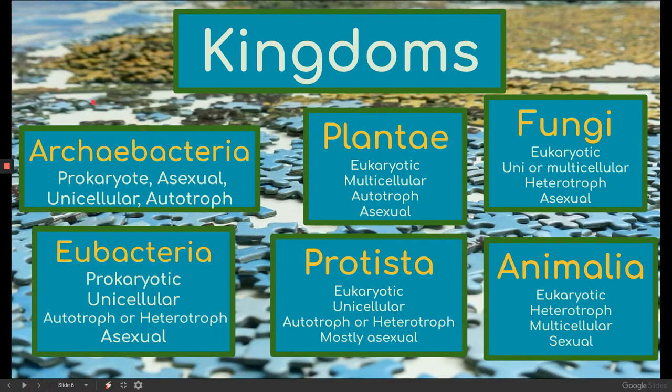Now, as with our domains, we look at how the organisms are structured and their traits, and use them to help us classify. Archaebacteria is a prokaryote, asexual, unicellular autotroph. Eubacteria has its own traits just like Archaebacteria, but some of them are heterotrophs. Plantae, Fungi, Animalia, and Protista, we're going to look at a little closer because these are the kingdoms we are most familiar with. And so we're going to use those in our exercise to classify kingdoms.